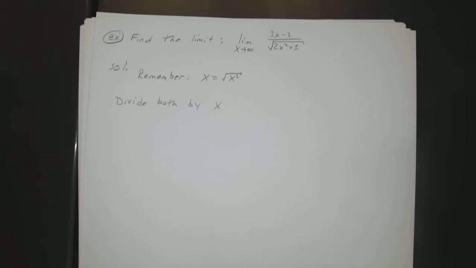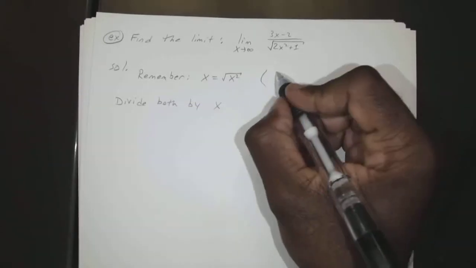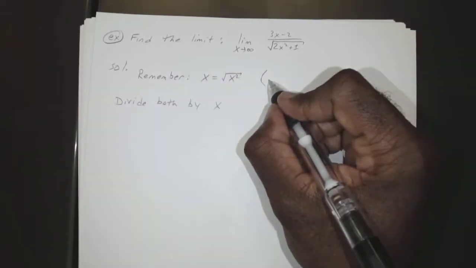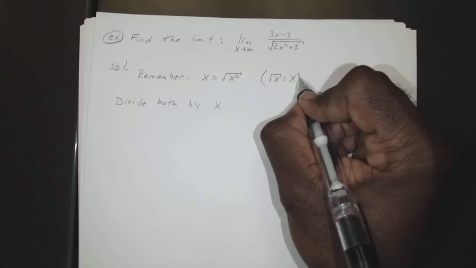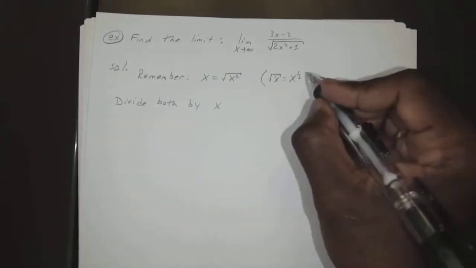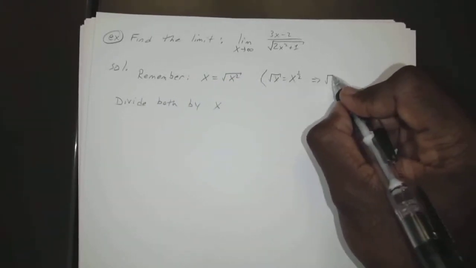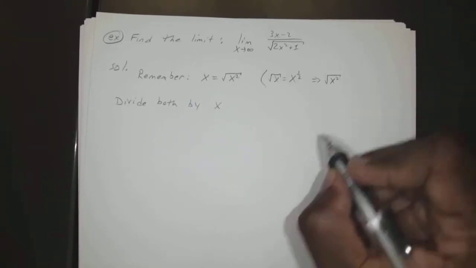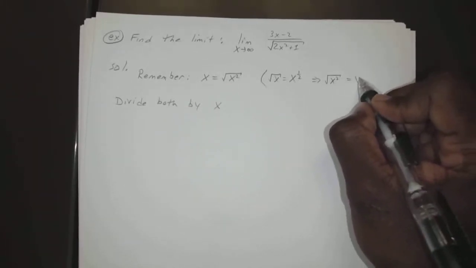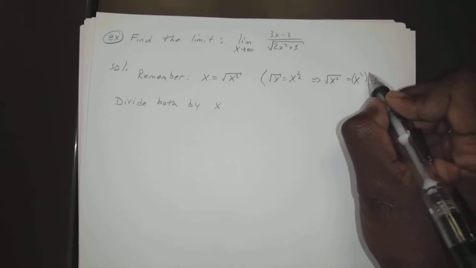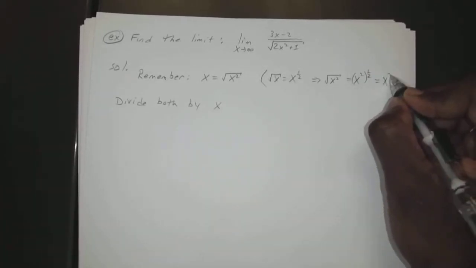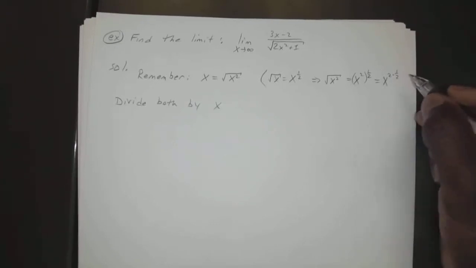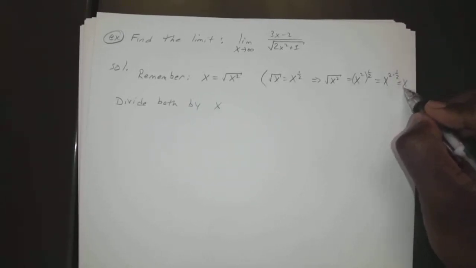It's one of those exponent rules that's really easy to forget. Kind of think of it this way. You know that square root of x is just x to the 1/2 power. So if we have the square root of x squared, that's just x squared to the 1/2 power, which is just x squared times 1/2, which is just x to the first power.